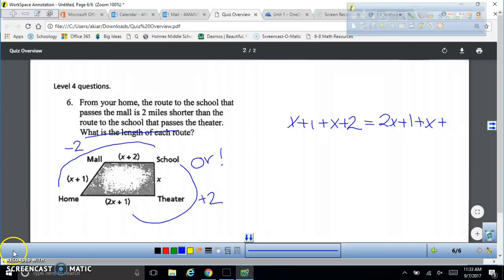2 miles shorter. This way was 2 miles shorter. Rewind, 2 miles shorter. This way, I had to add 2 for them to be equal. Rewind. Okay, minus 2. I have to take away 2 to be equal to that side. I have to add 2 to be equal to this distance. There we go. Now it makes logical sense.